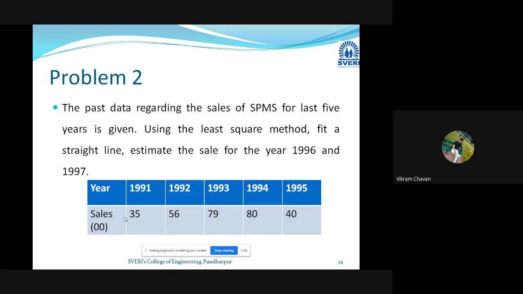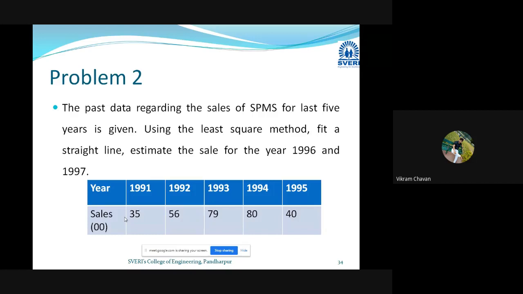So therefore your straight line equation, y is equal to a plus bx, will become y is equal to 58 plus 3.4 multiplied by x. That will be your straight line equation.